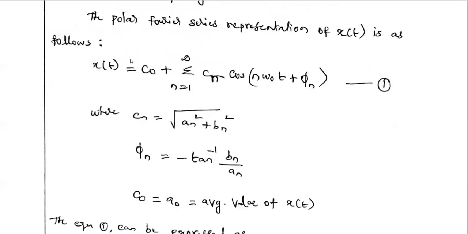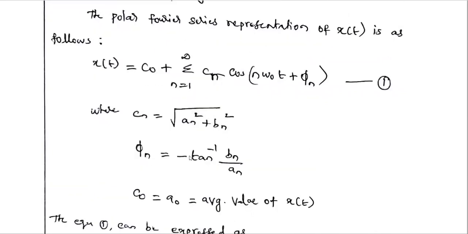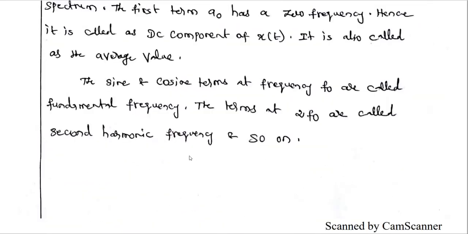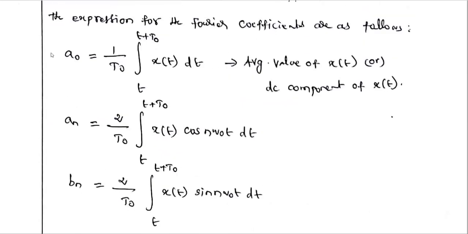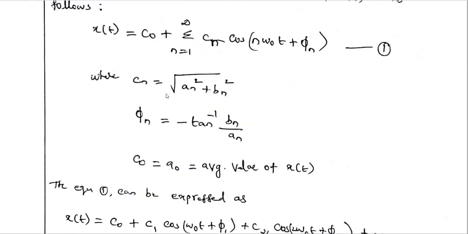So what is this c naught? This c naught is the same as the a naught formula in the trigonometric Fourier series. What is the formula for a naught? It is 1 by T naught times the integration over one cycle period of x of t dt. This is the c naught formula. The c naught is the same as the a naught.